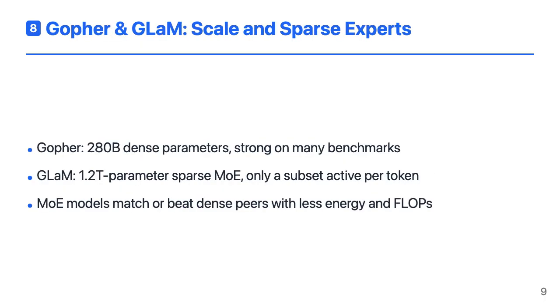DeepMind's Gopher showed what a 280 billion parameter dense model could do across knowledge and reasoning tasks. GLaM took a different route. It used a sparse mixture of experts design with 1.2 trillion parameters in total, but only a fraction of them active for each token. That allowed it to outperform GPT-3 while using about a third of the training energy and half the inference FLOPs, highlighting the power of sparsity at scale.